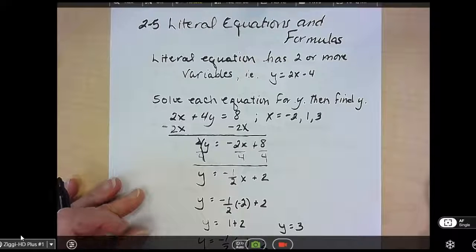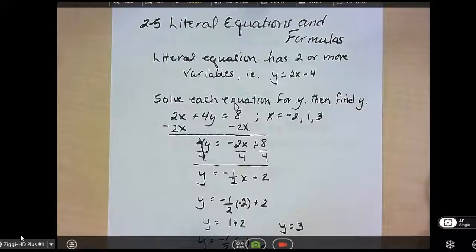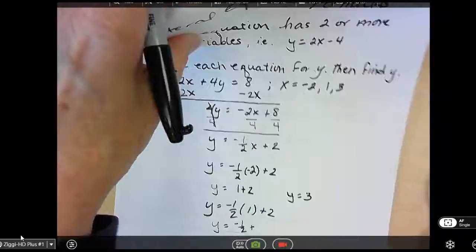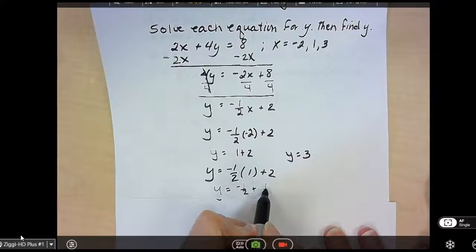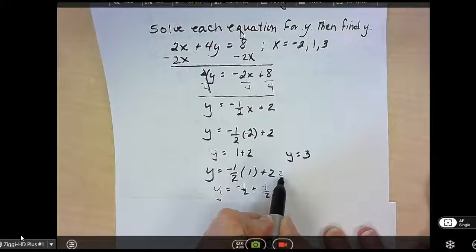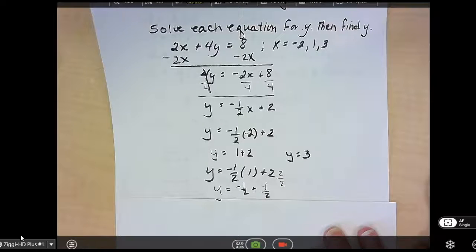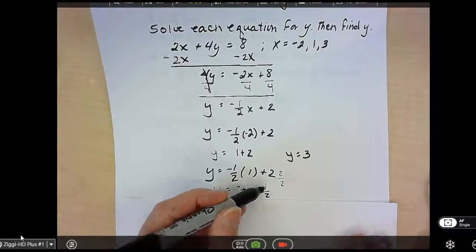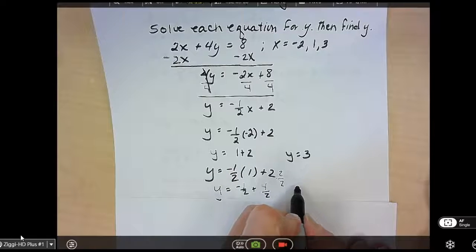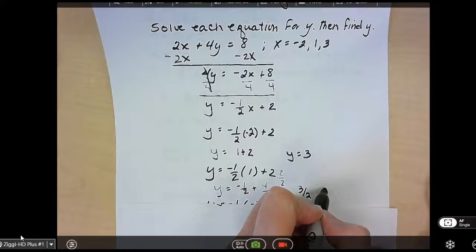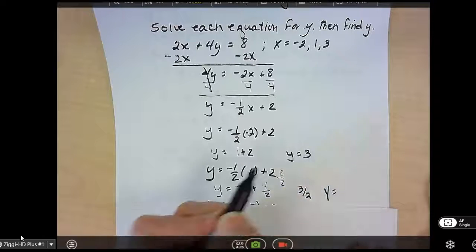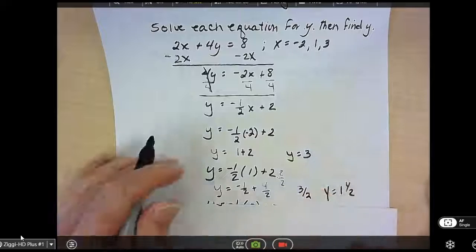When I put in 1, I would get y equals negative 1/2 plus, and I can't add 2 to that because it's not a common denominator. 2 is over 1. So this is 4/2 because I'd multiply top and bottom by 2. You always want to multiply by 1. So 4 minus 1 is 3/2. So you could leave it in that form or say y equals 1 and 1/2.